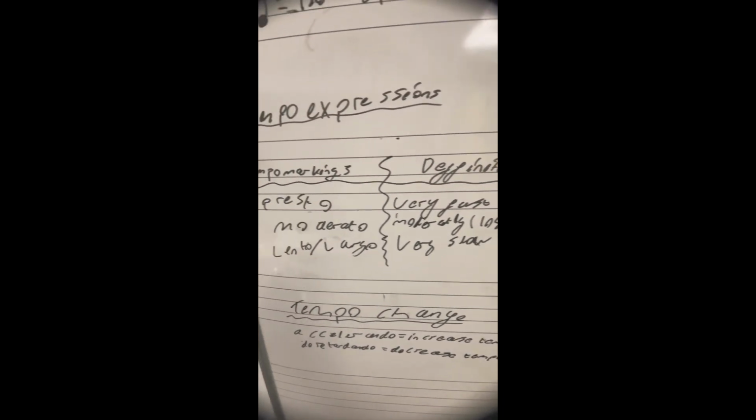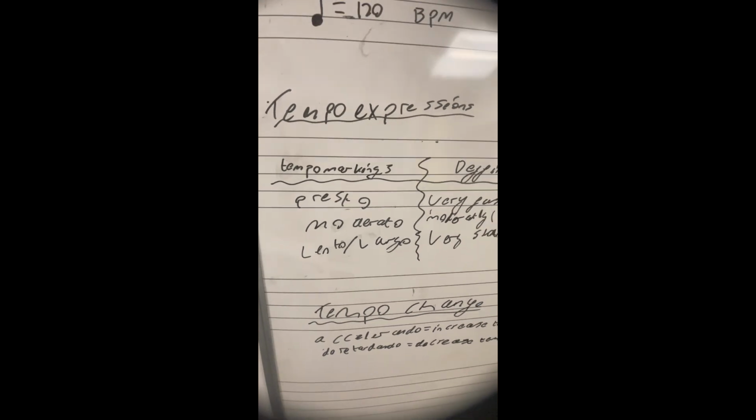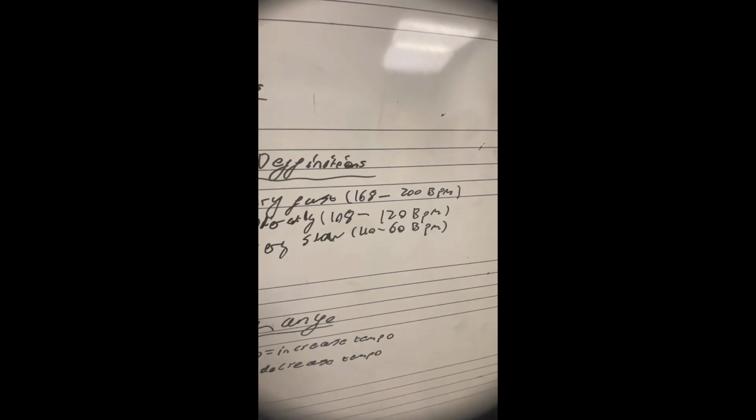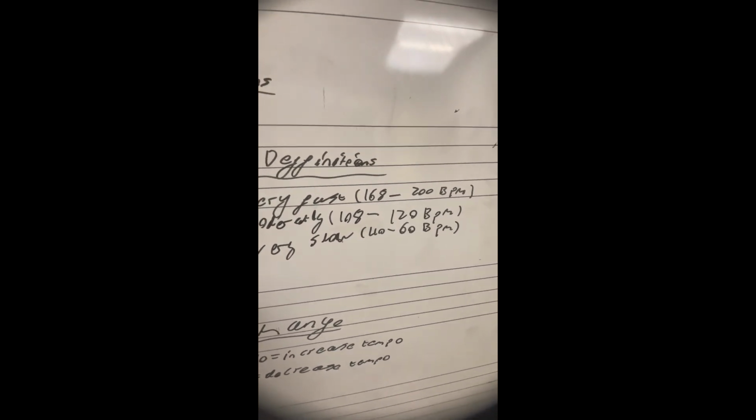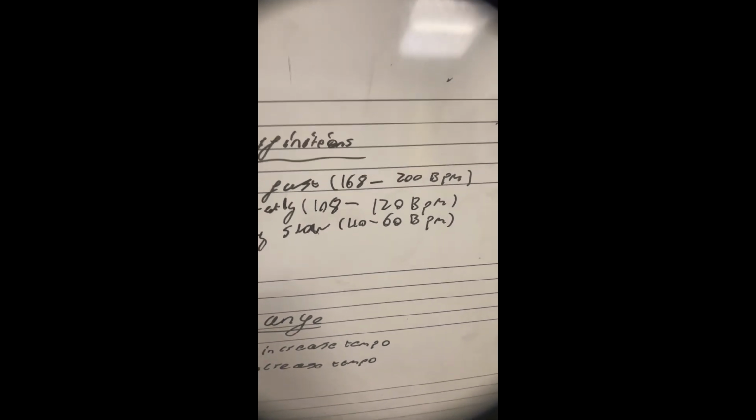Next, I'm going to do some tempo expressions as there's a fair bit. So presto is very fast with about 168 to 200 BPM, which varies on the overall speed of the song or piece of music. Moderato is moderately, so that's about 108 to 120, in my opinion, probably about the normal speed. Then lento or largo is very slow, so about 40 to 60 BPM. So with 60, about a beat per second.